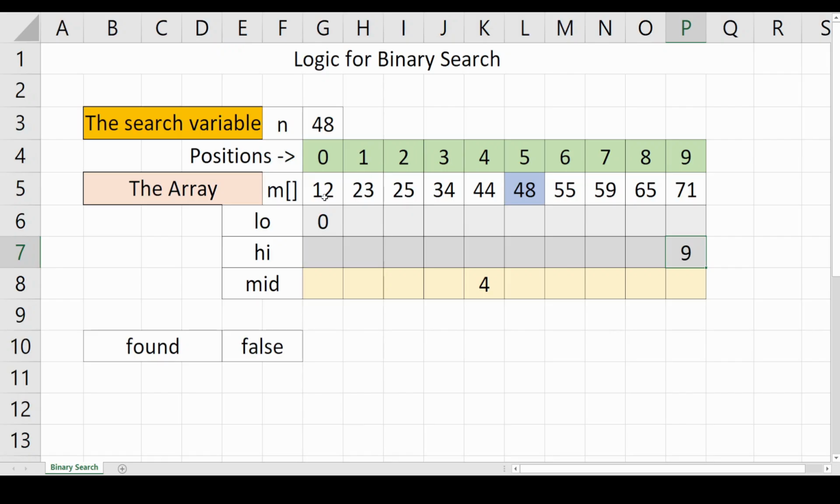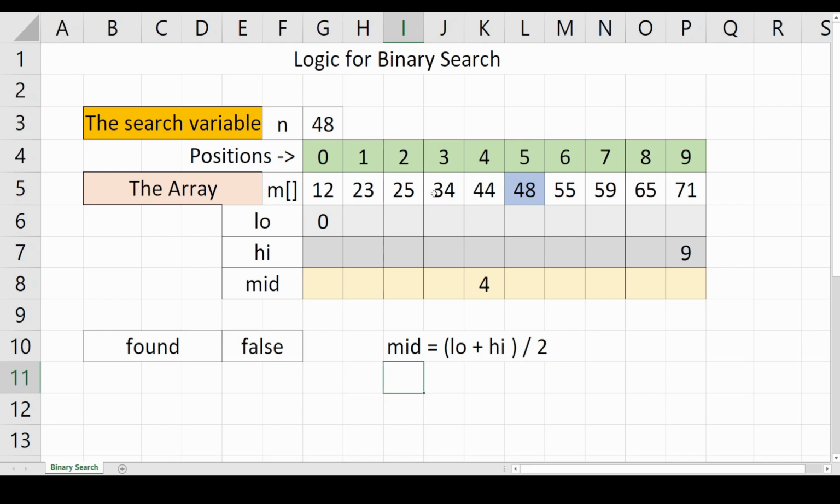And high will always contain the highest position where I am looking. So that means I am actually looking for the number in this entire array, and this entire array has starting position 0. So I put 0 in the variable low, and this array has the highest position 9. I put 9 in the variable high. Now we calculate the mid position. How do we calculate the mid position? The mid position is calculated by mid is equal to low plus high divided by 2.